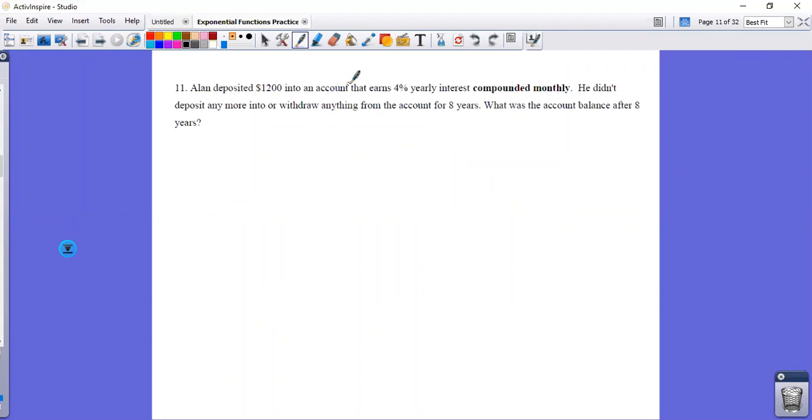Alan deposited into an account that earns 4% yearly compounded monthly. I made it bold so you'd remember. He didn't deposit anything else. What's it worth in 8 years? So how much he put in, 1 plus, and since it's compounded monthly, you need that fraction. 4% is 0.04 over monthly is 12 times per year. And then you do 12 times the number of years, which is 8.